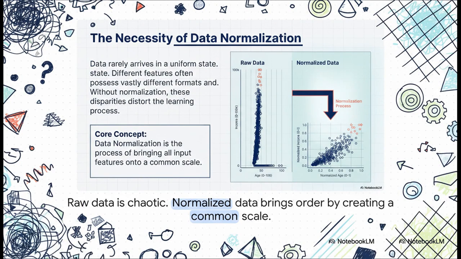And just take a look at the difference here. I mean, it's night and day. On the left, you've got your raw data. It is a total mess, right? You might have features on completely different scales, like someone's age going from 0 to 100, and their income going from 0 to 100,000. It's skewed, it's messy, and for a network, it's really hard to make sense of. But then look at the right. After normalization, everything is brought onto this nice common scale. It's orderly, it's balanced, and it's ready to learn.